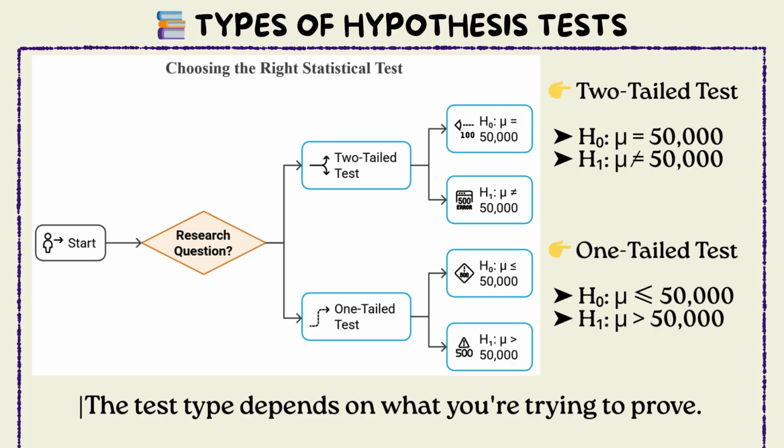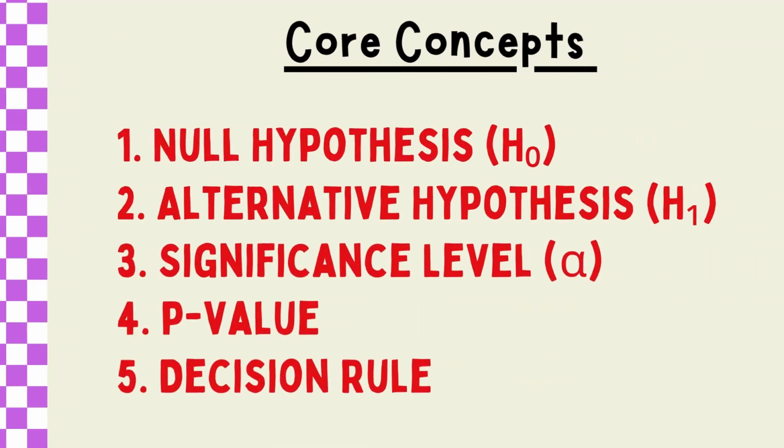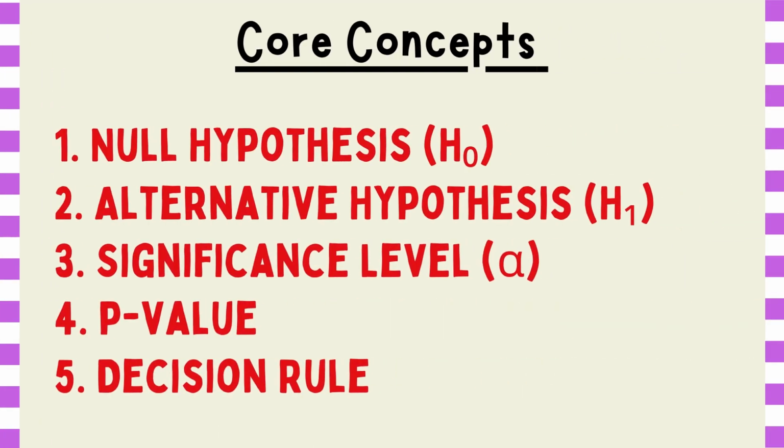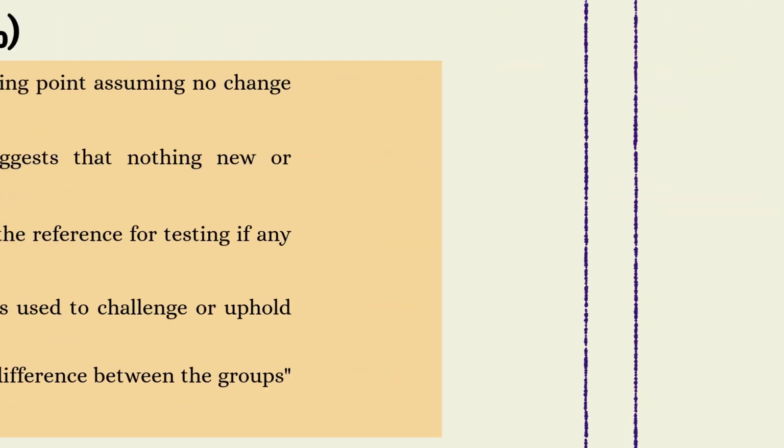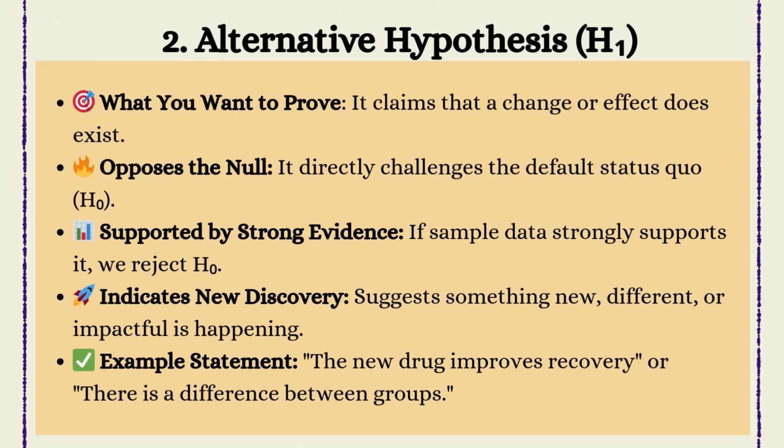The core ingredients. Now that we know what hypothesis testing is, let's look at the core ingredients that make it work. These are the building blocks you'll use in every test, regardless of the method. 1. Null hypothesis, H0. This is your starting assumption. It usually represents no change, no effect, or status quo. Think of it as the default belief you're trying to test. 2. Alternative hypothesis, H1. This is what you're trying to prove, that something has changed, or an effect exists. If the data provides strong enough evidence, you reject the null in favor of this.